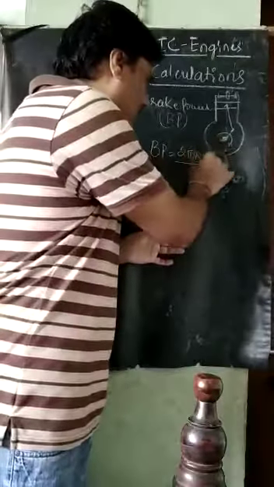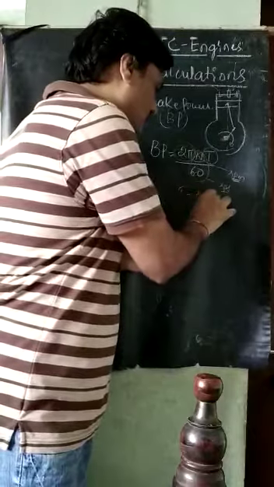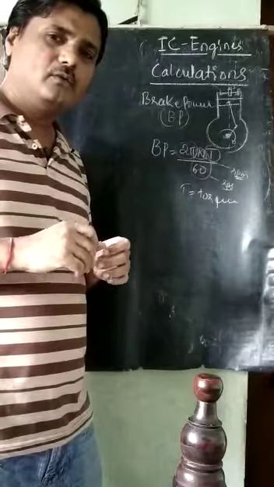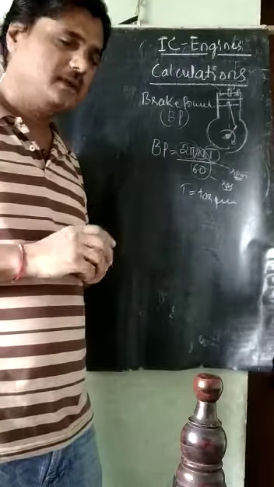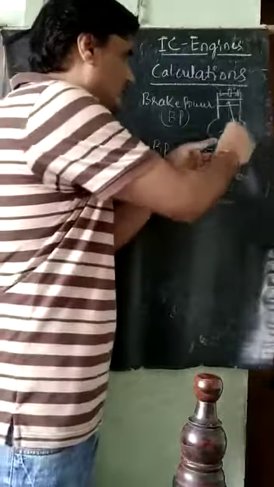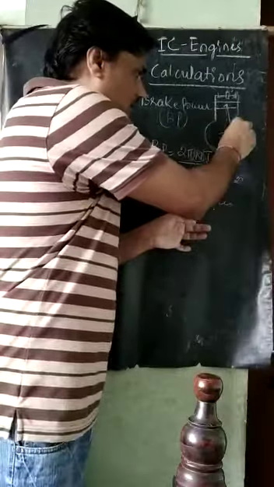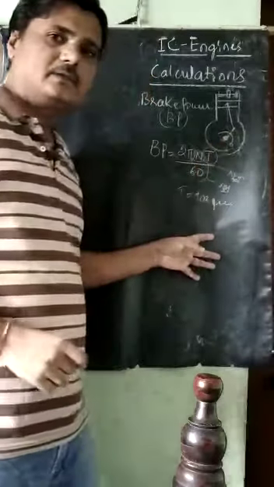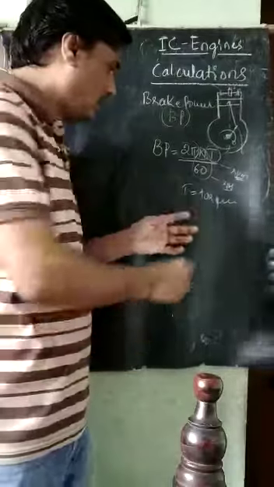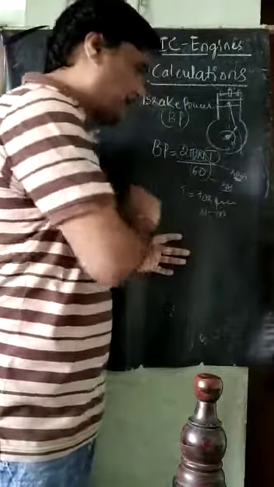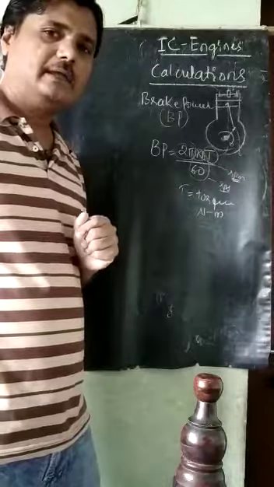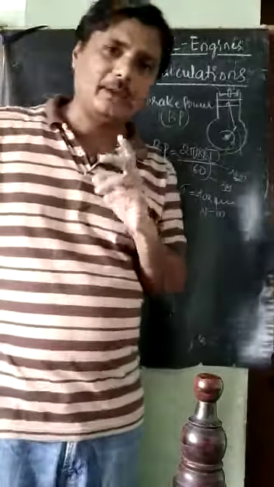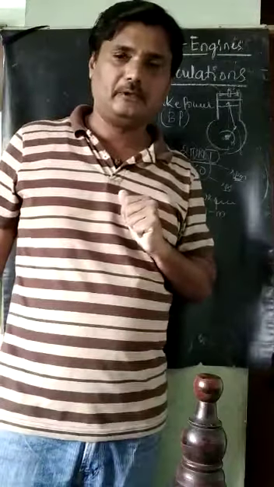The next term is T, where T is the torque. Torque is force into perpendicular distance. When the wheel rotates, a force has to be applied at a distance, and then it is called torque. Torque is measured in Newton meter in SI. It is measured with the help of dynamometers.